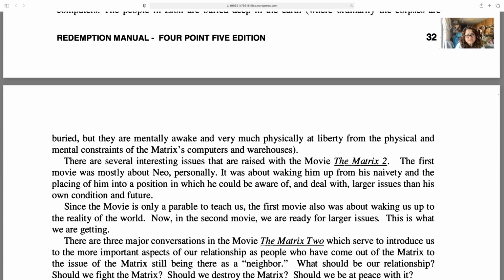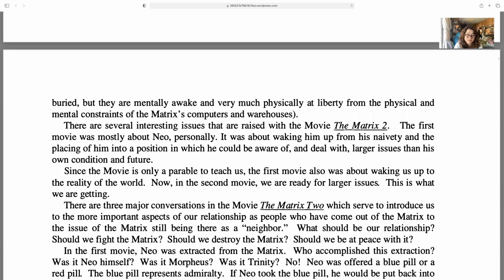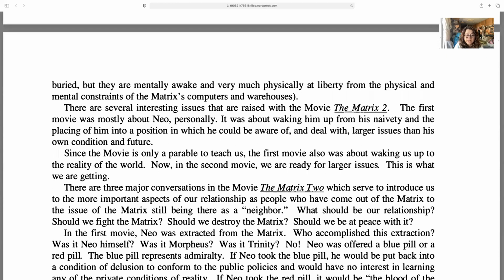There are several interesting issues that are raised with the movie The Matrix 2. The first movie was mostly about Neo, personally. It was about waking him up from his naivety and the placing of him into a position in which he could be aware of and deal with larger issues than his own condition and future. Since the movie is only a parable to teach us, the first movie also was about waking us up to the reality of the world. Now in the second movie, we are ready for larger issues. This is what we are getting.